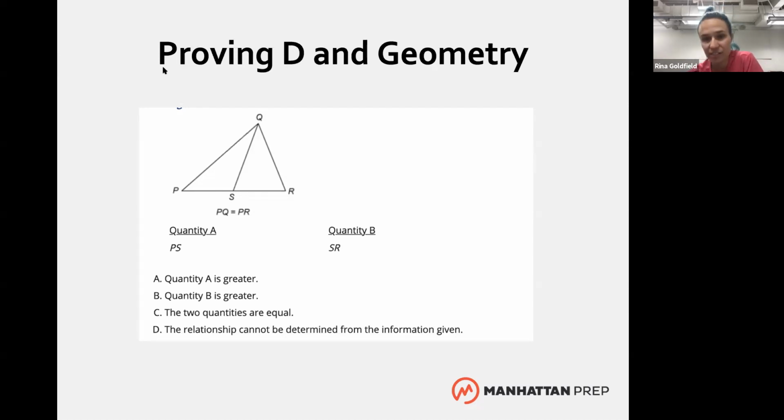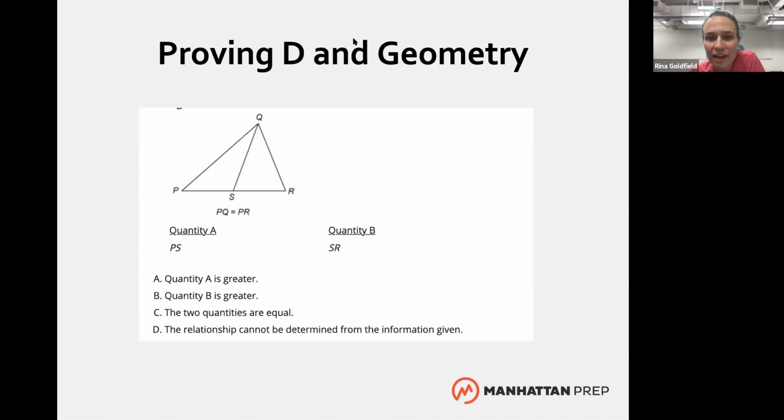Okay, great. D is our right answer here. This is one of their example questions, right? It looks like they're equal. PS and SR look kind of equal, but hey, maybe that line actually is here, in which case SR is pretty short and PS is pretty long.